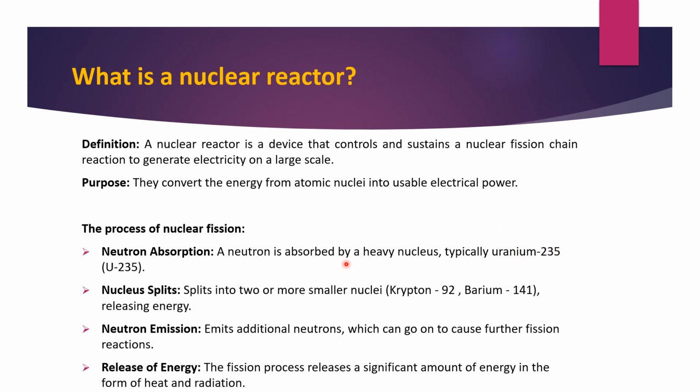So what will happen after that? If the neutron gets absorbed, the nucleus will get split into two or more nuclei. When the neutron gets absorbed by this heavy nucleus, the same nucleus is split into two or more nuclei. So if the nucleus is taken as uranium 235, the smaller nuclei will be krypton 92 and barium 141. I hope you remember what uranium 235 is that I explained in the last lecture.